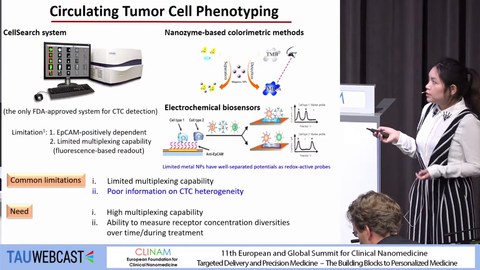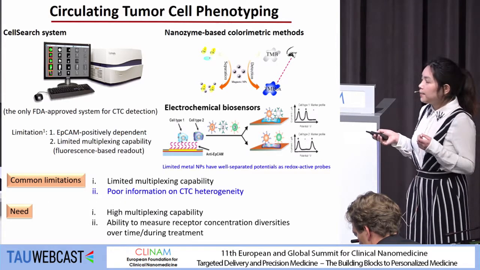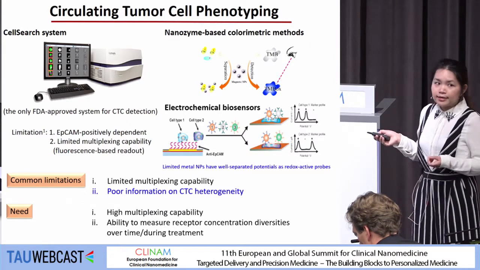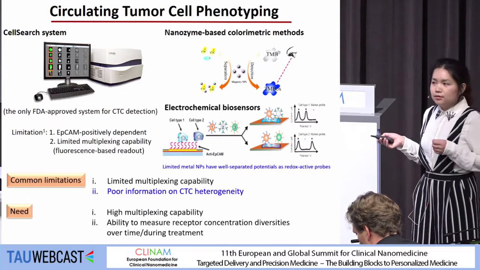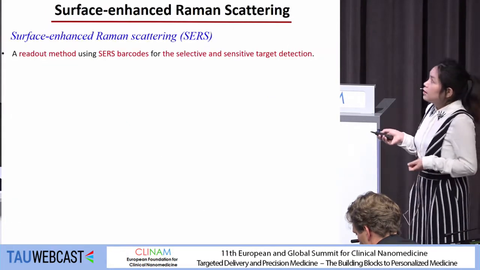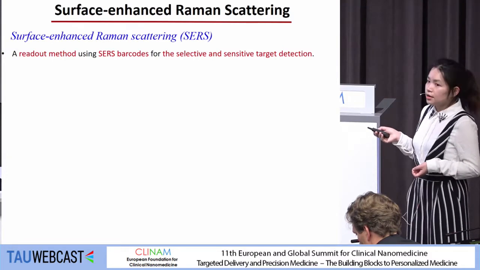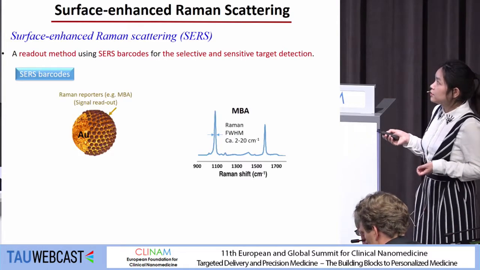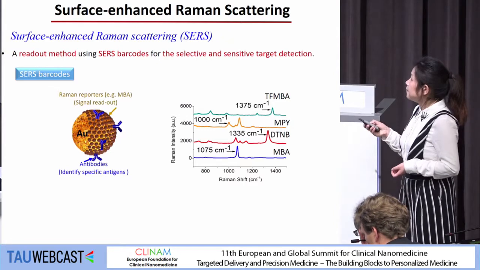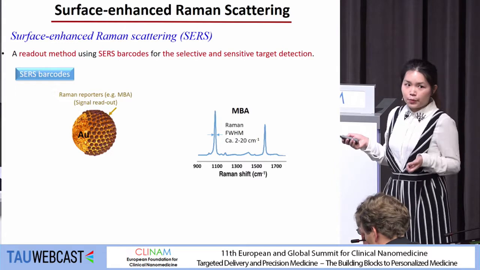So it's really necessary to develop a nanotechnology that has high multiplexing capability to enable us to look at the CTC heterogeneity and their response to the treatment. I developed a SERS barcode system for selective and sensitive drug-targeted CTC detection. So what are SERS barcodes? Basically, it's just a gold nanoparticle functionalized with a Raman reporter.